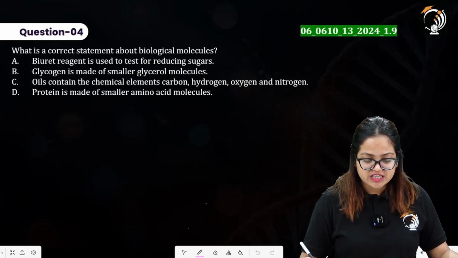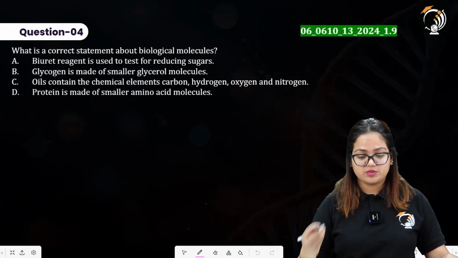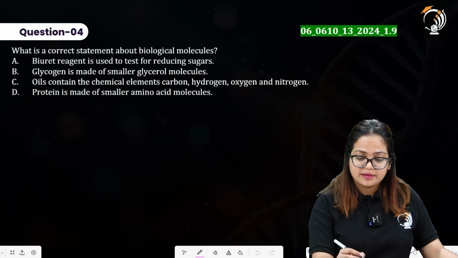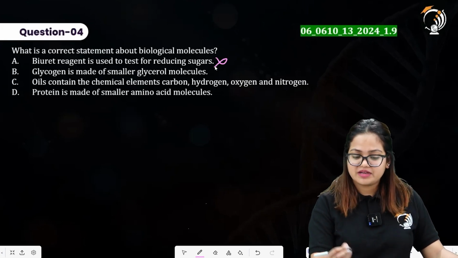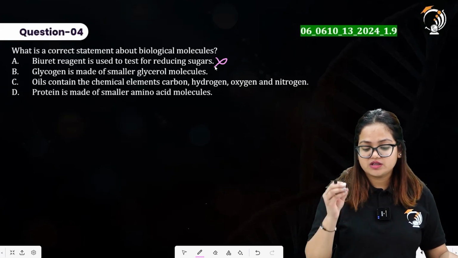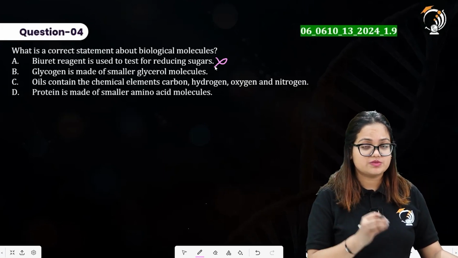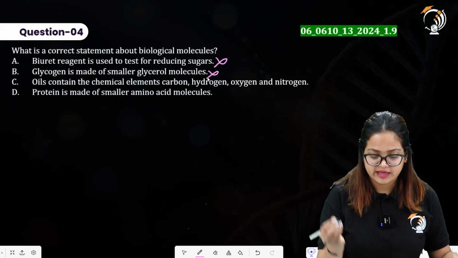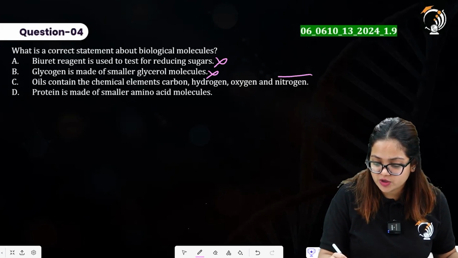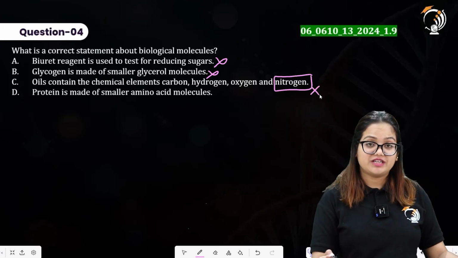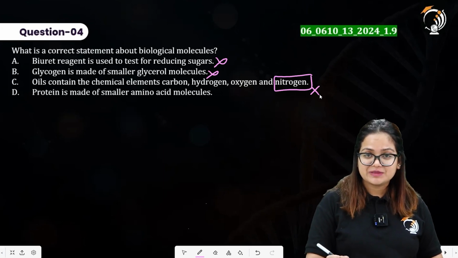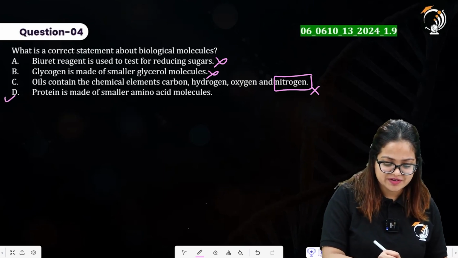Question number 4 says, what is the correct statement about biological molecules? Biuret reagent is used for reducing sugars. Benedict test is used to detect the presence of reducing sugars. Glycogen is made of smaller glycerol molecules. Glycogen is made up of glucose molecules. Oils contain the chemical elements carbon, hydrogen, oxygen. Nitrogen is not there. Nitrogen is present in proteins only. Protein is made up of smaller amino acid molecules linked by peptide bond, and this statement here is the right answer.